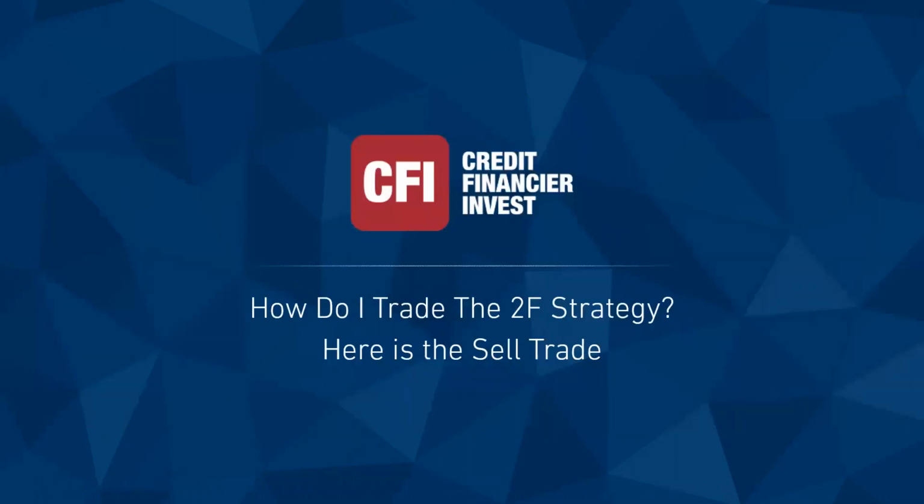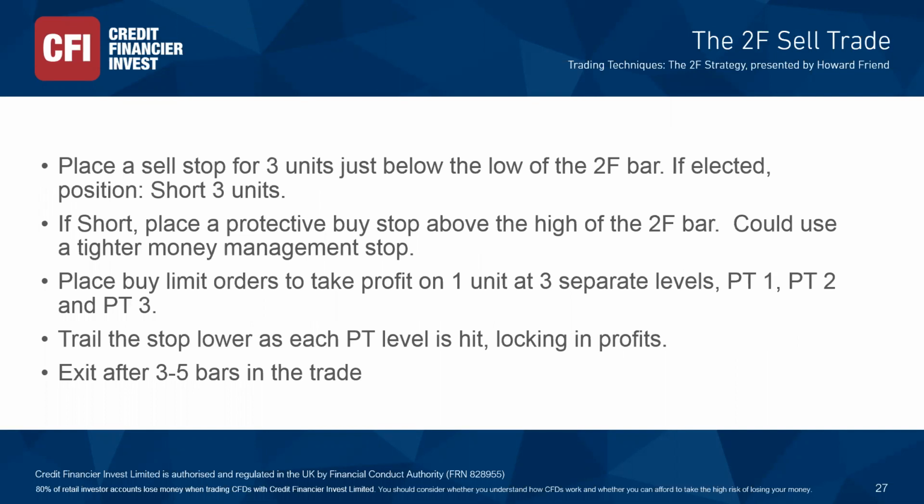Okay, again, what works well on the upside should work well on the downside. So here's the 2F sell strategy. First things first, we are waiting for the sell setup. Once we've identified a downtrend or a bearish environment, we're waiting for that push through the 2-bar high. That's the 2F bar. So once we've identified the 2F bar to the upside, we put our sell stop for 3 units just below the low of the 2F bar.